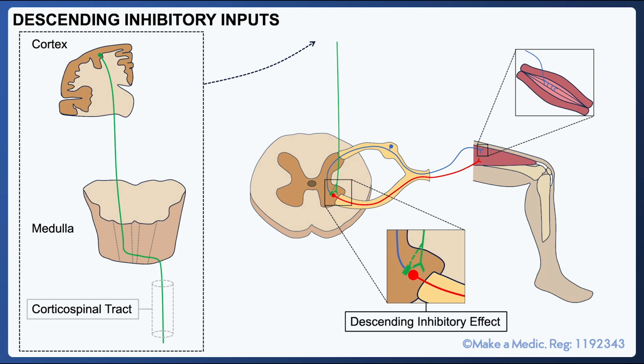of movement below the neck, but it also has an important inhibitory effect on the stretch reflex. The extrapyramidal system works alongside the pyramidal system to achieve smooth and coordinated movements. The extrapyramidal system also has descending inputs that help regulate the stretch reflex.